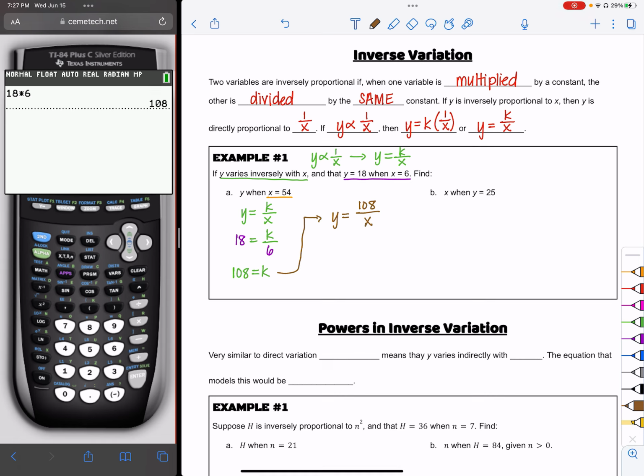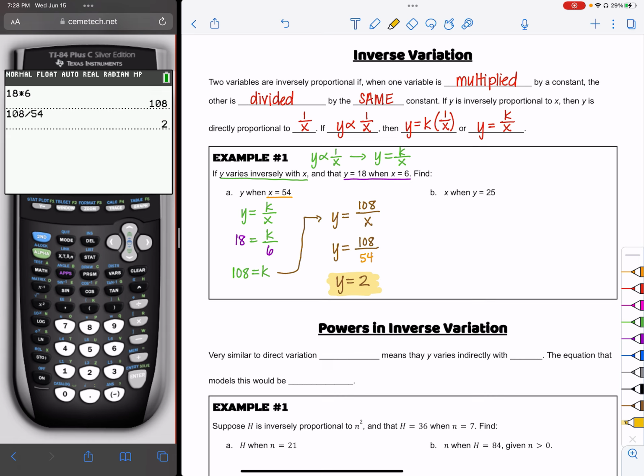So now when I want to find what y is when x is equal to 54, all I have to do is just substitute in 54. So 108 divided by 54 is equal to 2. So I know that my y value here is equal to 2. So that is my answer for part A.